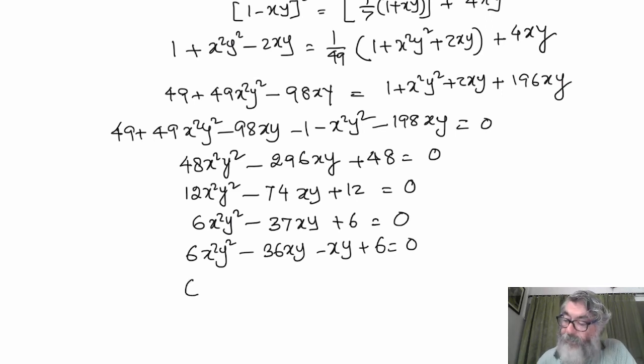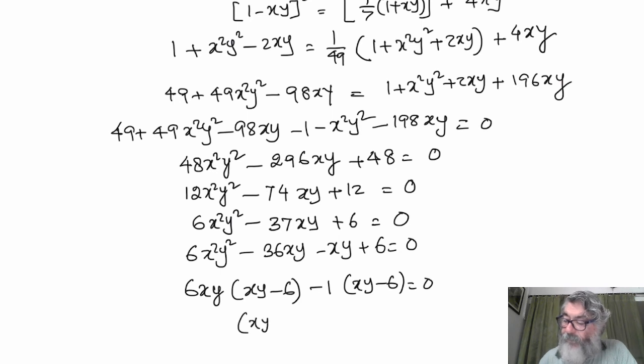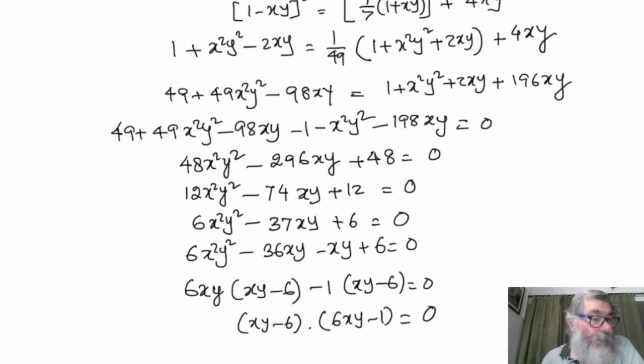Now in this, 6xy is common. So xy minus 6 minus 1 is common: xy minus 6 is equal to 0. So there are two factors, xy minus 6 and 6xy minus 1 is equal to 0. So I have got two values of xy. Actually, what are the values of xy? Two values of xy I'll get from this.